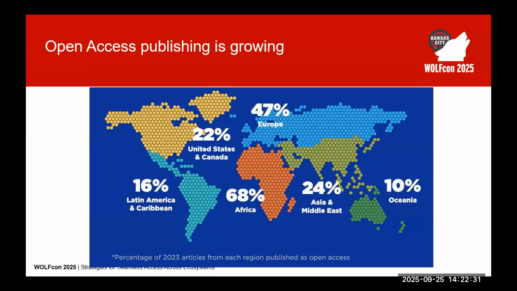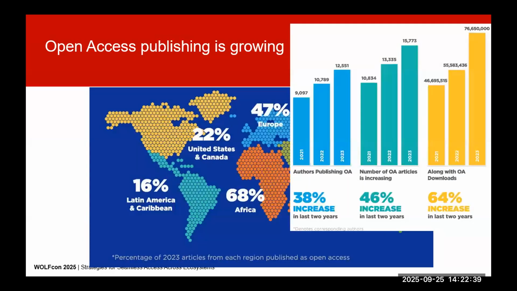Like this is from the American Chemical Society. So we can see in this graph, open access is well represented in almost all areas of the globe. And then over the past 3 years, you see an increase across not only the number of authors that are publishing via open access models, but the number of articles that are being produced open access and the number of downloads that are occurring on open access materials.